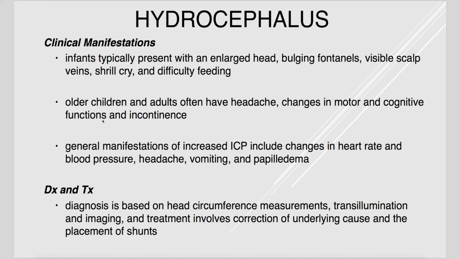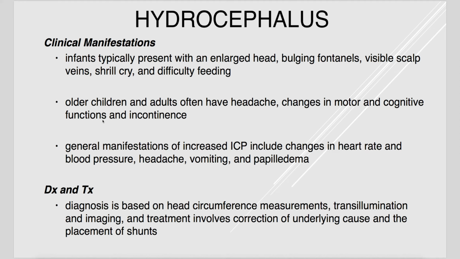So, clinical manifestations. The congenital types, which you'll see in infants, will have the enlarged head. You'll be able to see the scalp veins. You'll have scalp vein distension. They'll often have a high-pitched shrill cry. They'll, of course, have bulging fontanelles at the soft spots. They'll have trouble with feeding.